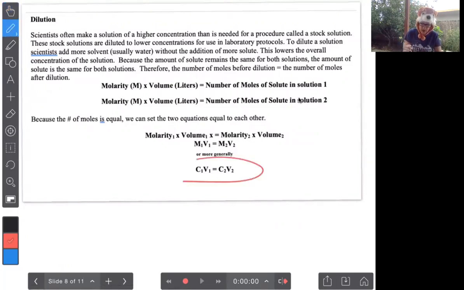We love it whenever we have something in a concentration, a molarity, a 10X concentration, a 30% solution, 2 molar, all of those, and we know a volume, and we either want a volume and that tells us the molarity, or we want a specific molarity and we have to come up with a volume.